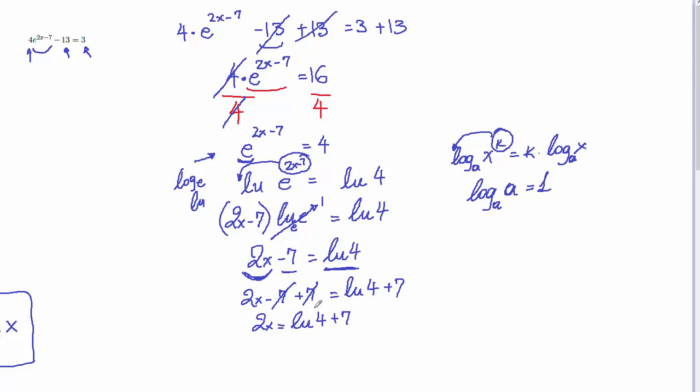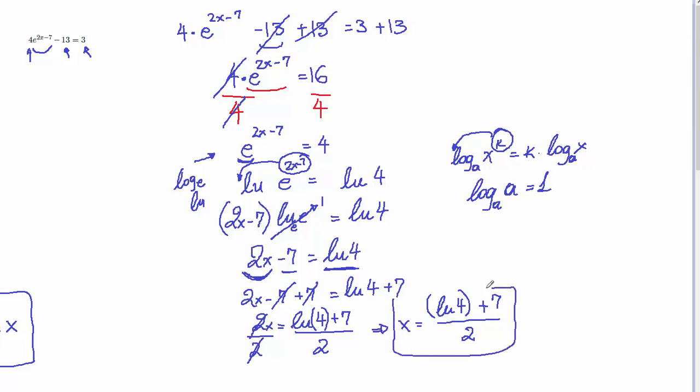Remember, the argument of ln is just 4. The 7 is added to the ln of 4. And now I divide by the coefficient from both sides of the equation. So this gives me the final answer that x is equal to (ln of 4 plus 7) divided by 2. Use parentheses as much as you can to avoid confusing what is the argument of the logarithm and what is not. And that's the solution for this equation.